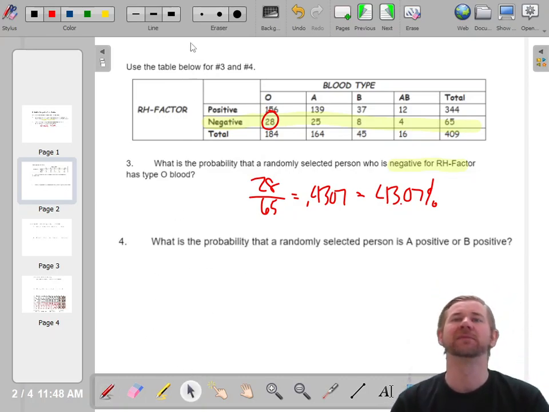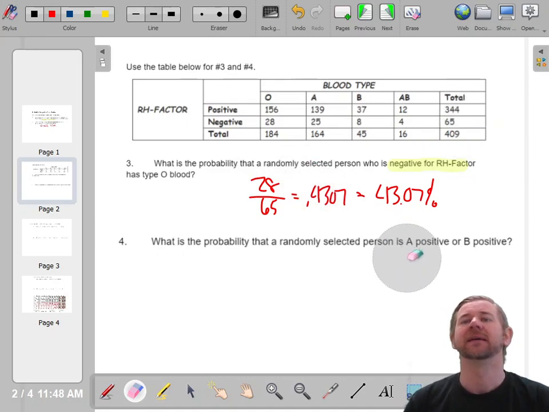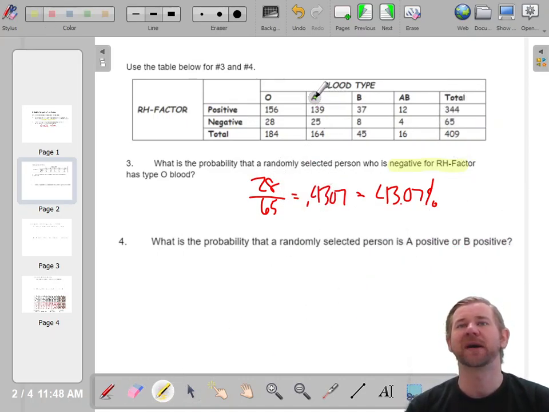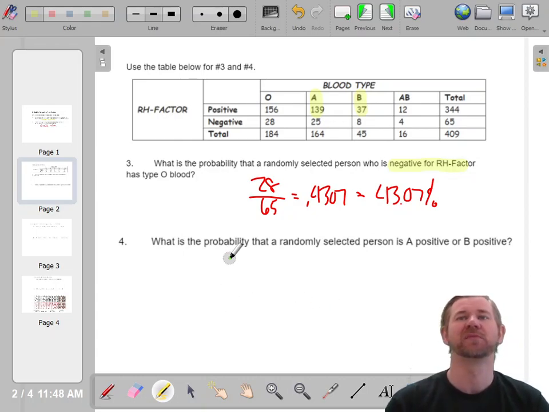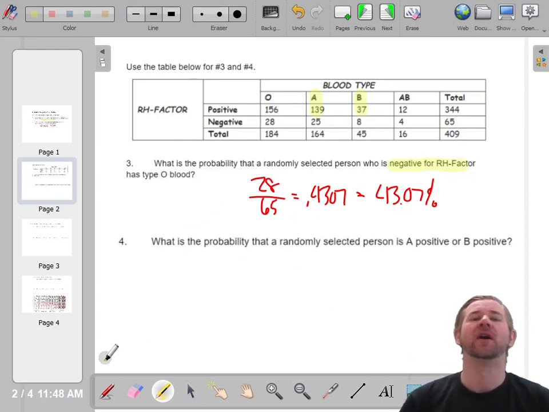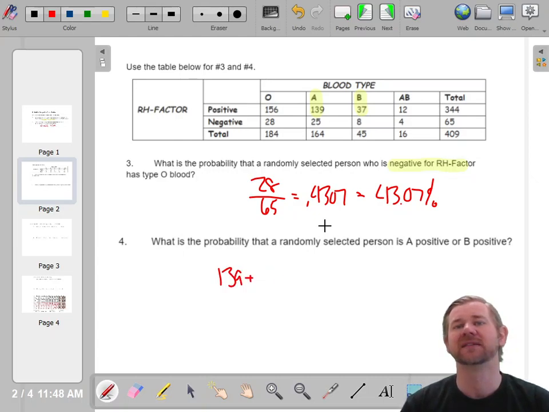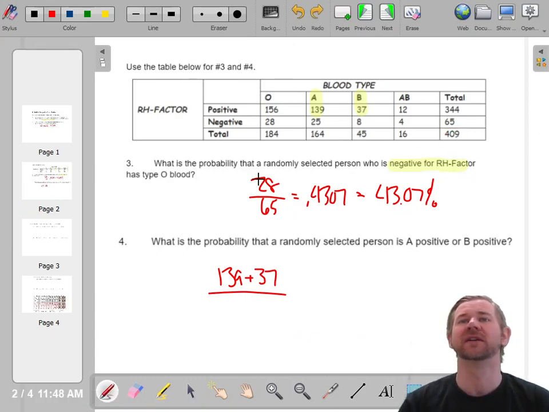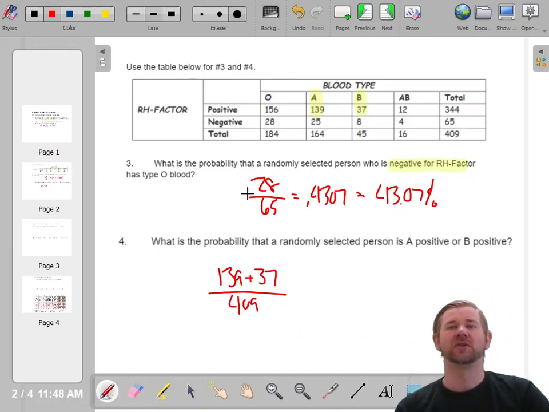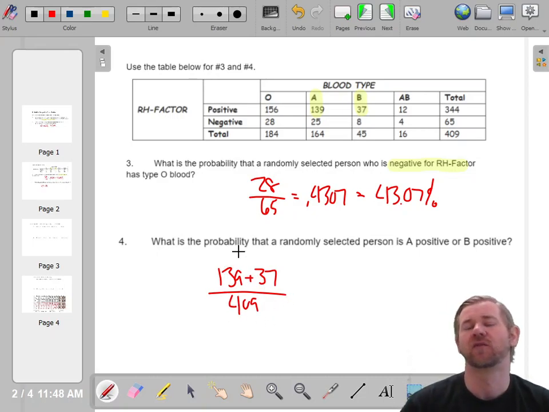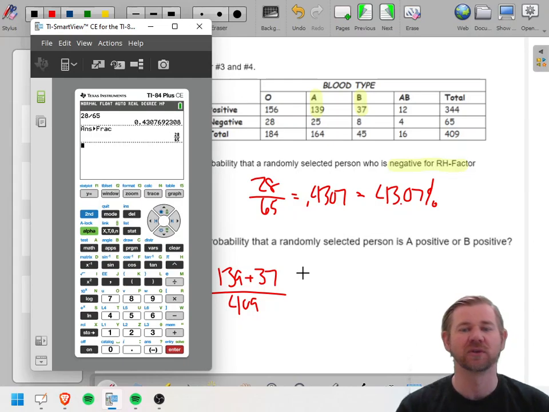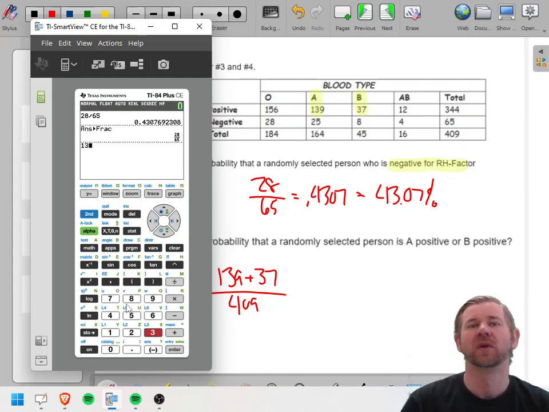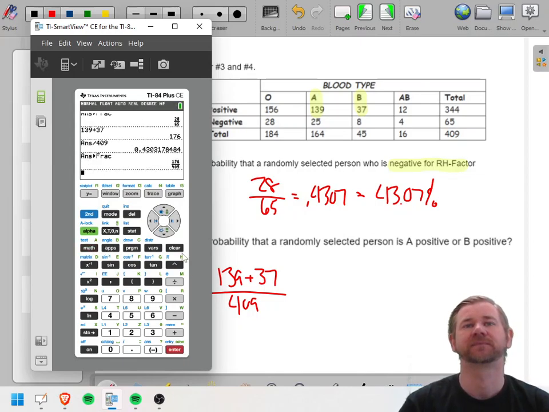What's the probability that a randomly selected person is A positive or B positive? Those are the two different blood types there. There are a total of 139 people who are A positive and 37 people who are B positive out of the total population here, which is 409 people. So you add 139 plus 37 over 409. There's nobody who's both, so you don't have to subtract any overlap. So we could write it as 176 over 409.